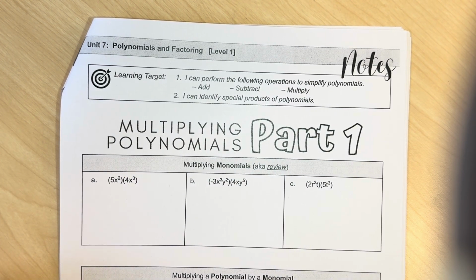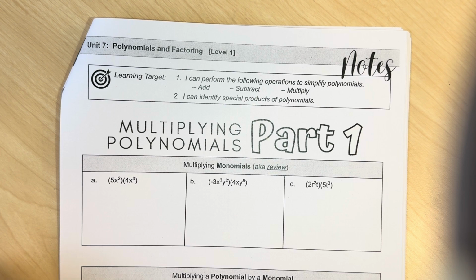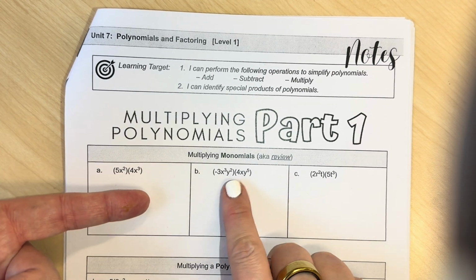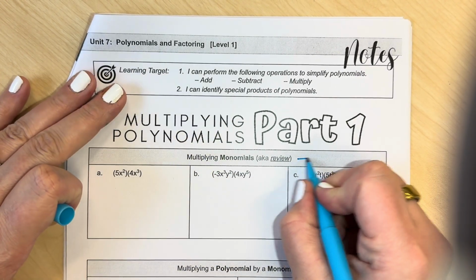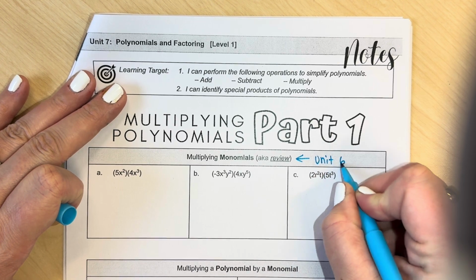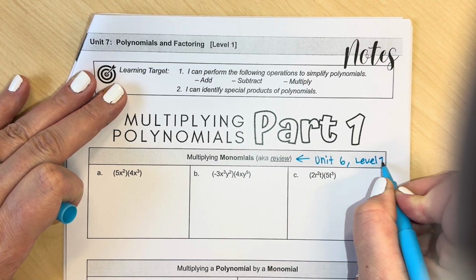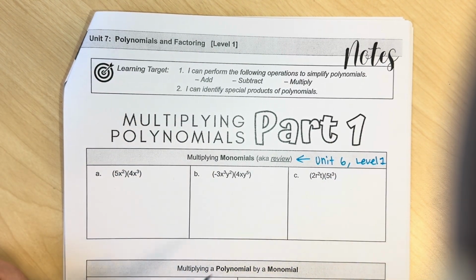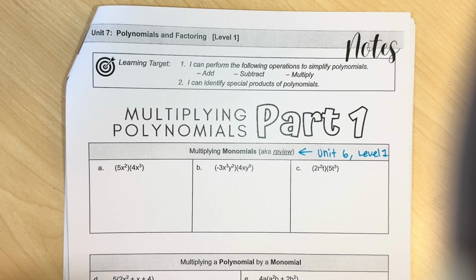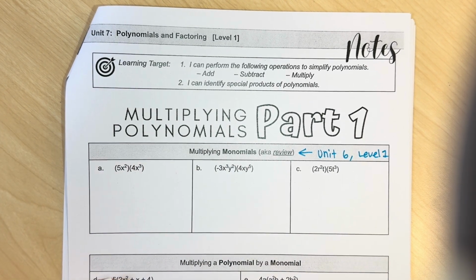Alrighty, multiplying polynomials part 1. This is basically a review of what we did in Unit 6, Level 1. Multiplying with exponents together and trying to simplify. So let's take a closer look.